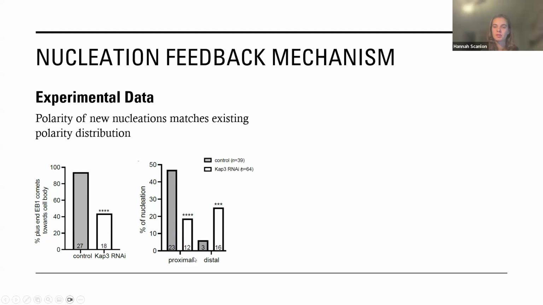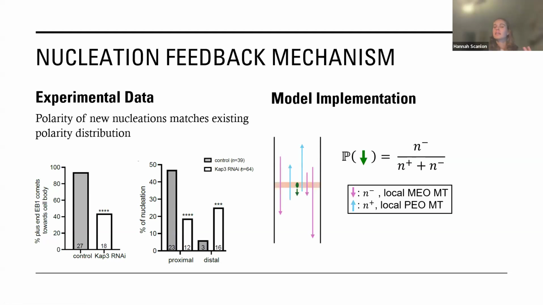distribution as well. What that looks like in our model is a very simple implementation where, again, we're going to nucleate just at these specific nucleation locations. And the direction that that microtubule nucleates is going to be dictated by the fraction of microtubules that have that direction in that local context.